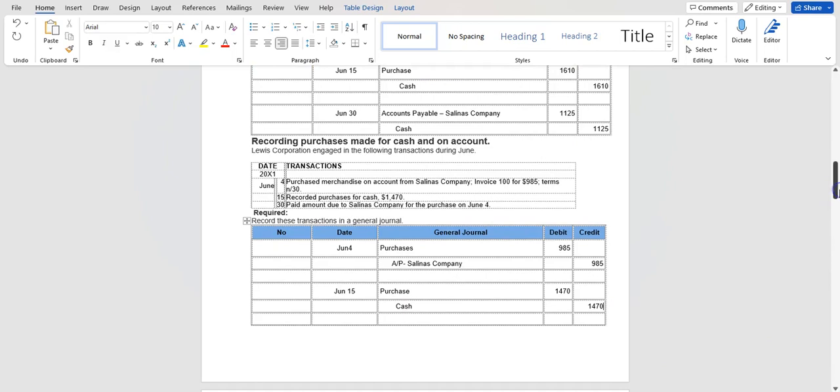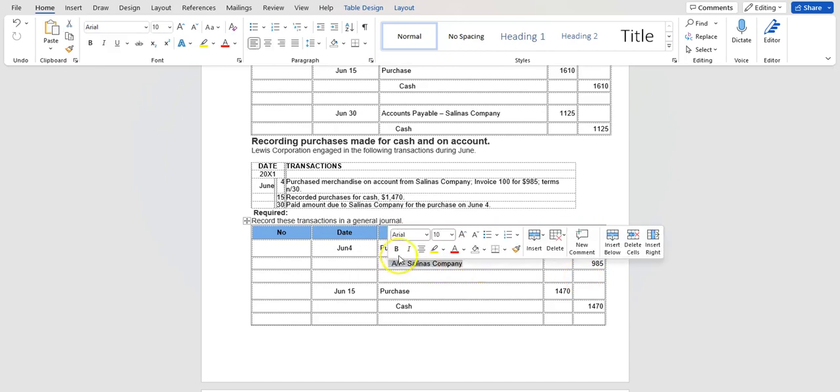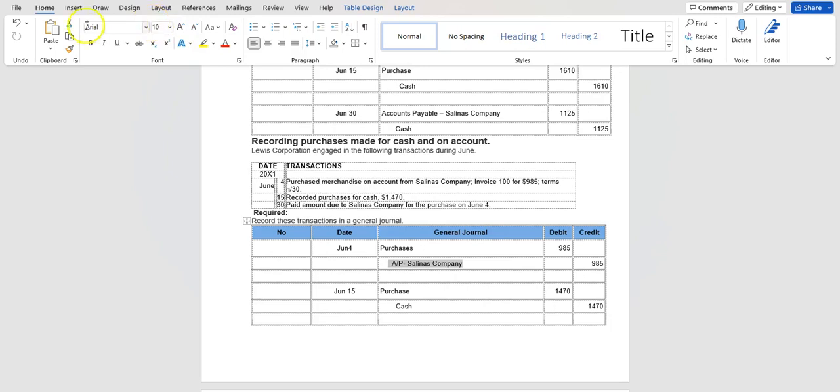Okay. So next we have June 30th. We paid the amount due to Saleen's from June 4th purchase, excuse me. So here's the purchase. Now we made a payment. Okay, so it's going to come off of our accounts receivable. Okay, and then we're going to pay cash for it. So that's going to take it out of the account for Selena's company.